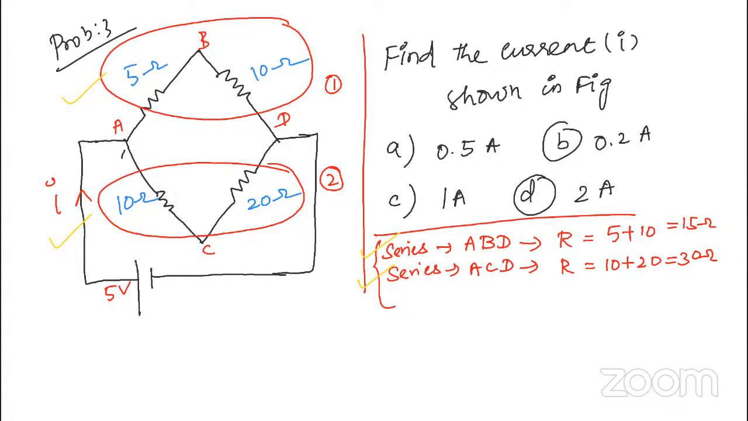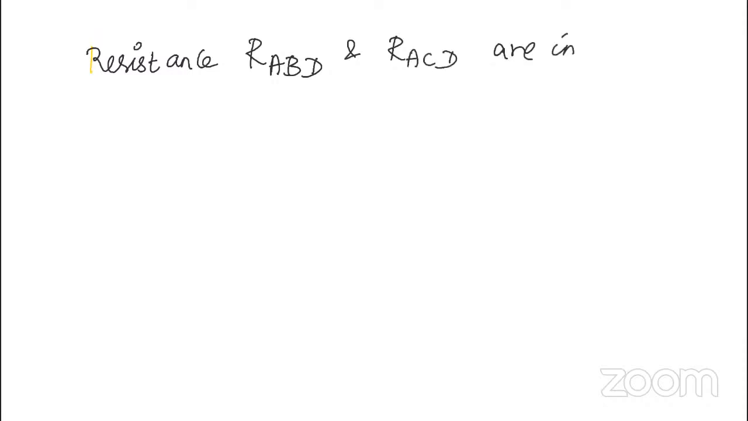So next step we can go for the parallel form. Here we have to take the resistances R A B D and R A C D, which are in parallel. Okay, they are in parallel conditions. Right? So we can draw the diagram. Here it is a parallel diagram.